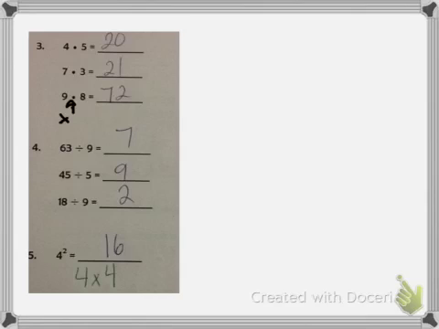Number 5, 4 to the second power means 4 times 4. 4 is the base, and the exponent of 2 tells us how many 4s we should multiply. 4 times 4 is 16.